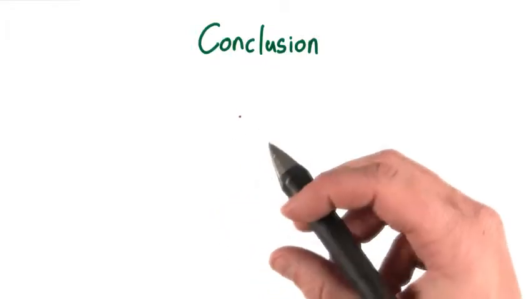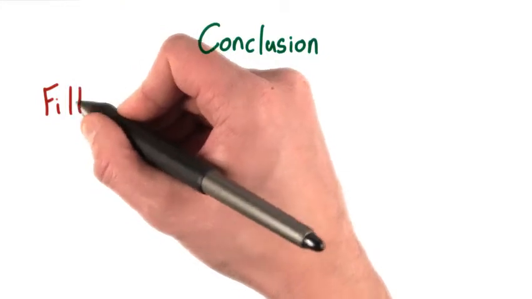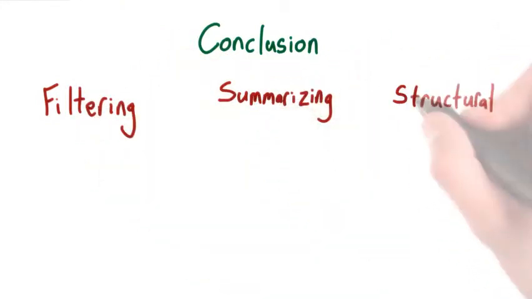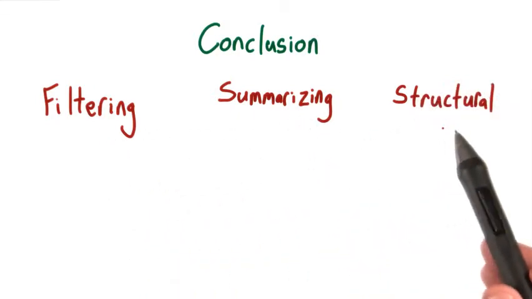So we've talked about a few design patterns with MapReduce. We've talked about filtering patterns, summarizing patterns, and structural patterns. But what good are they? Well, these patterns can be thought of as sort of lenses to try and view your problems through.